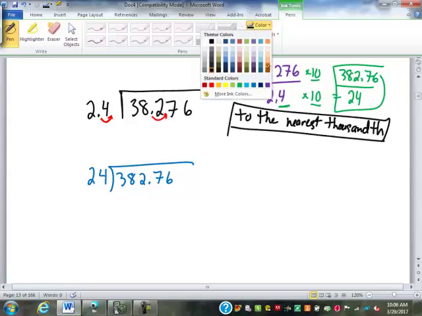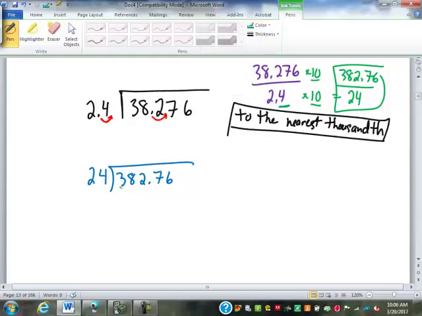Let's go ahead and start calculating. So does 24 go into 3? Nope, so we leave it blank above the 3. Does 24 go into 38? Yeah, it goes in there once. We'll subtract 24. And just like before, we'll subtract. 8 minus 4 is 4. 3 minus 2 is 1. And we'll bring down the next digit, the 2.